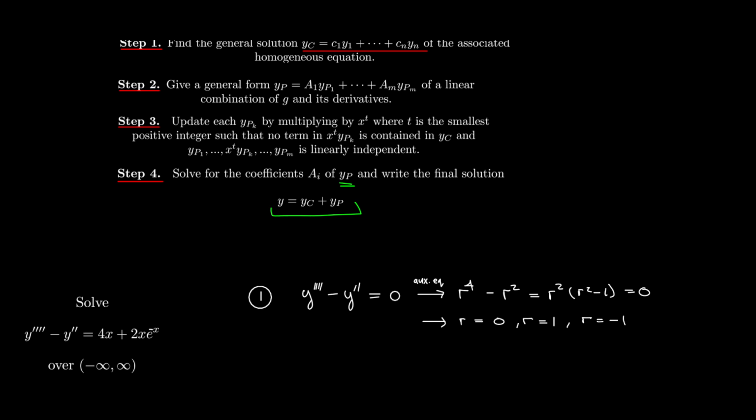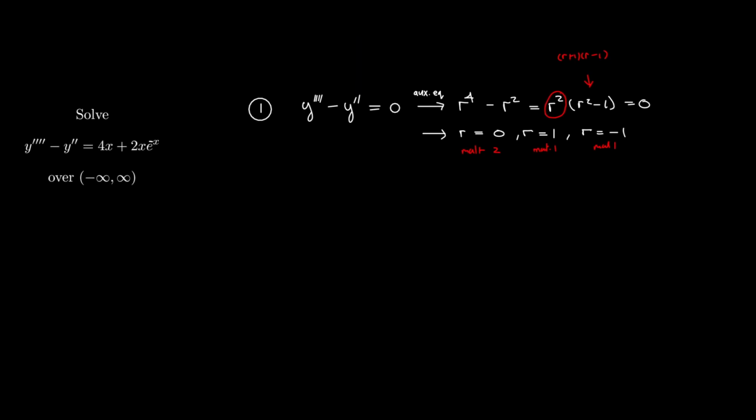And then we just have to keep track of multiplicities. This here has multiplicity 2 because of the r squared term. And then this decomposes into r plus 1 times r minus 1. And so these are just roots of multiplicity 1. There's no powers here. So these ones are multiplicity 1 and multiplicity 1. Great. So from these roots, we can immediately say what the complementary function is.